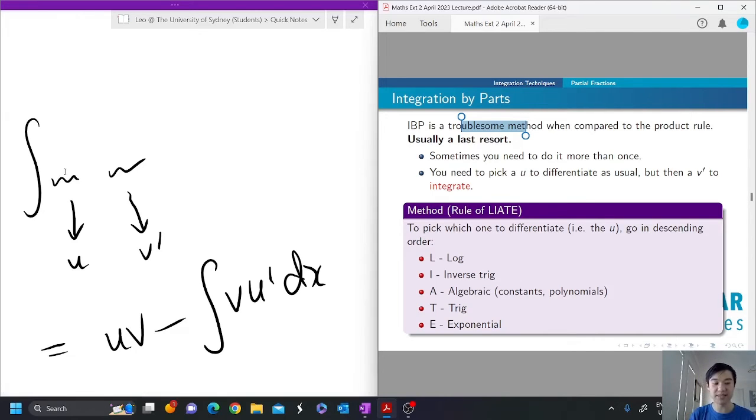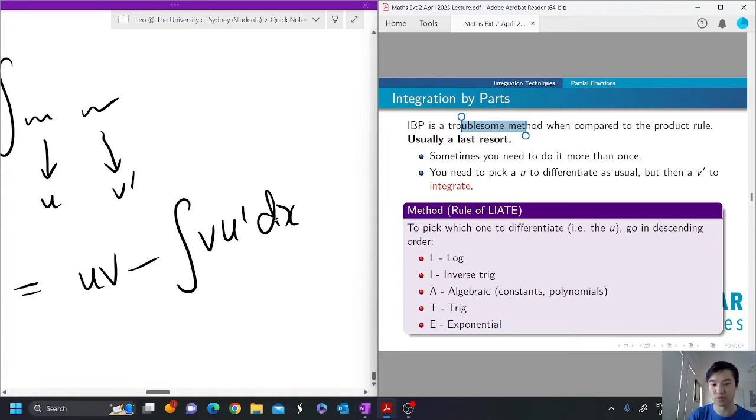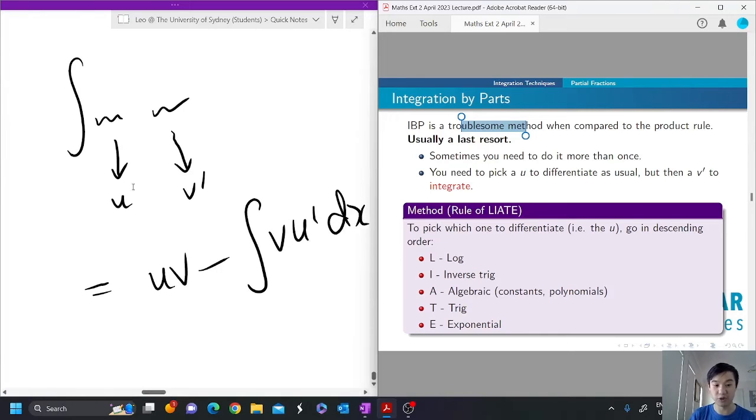Because as you can see, it doesn't directly integrate it for you. It just leads you to get another integral. You get uv, but you also get another integral. So there's a really cool mnemonic, a really cool rule of thumb that we Extension 2 students are taught in terms of which one you decide to be u.